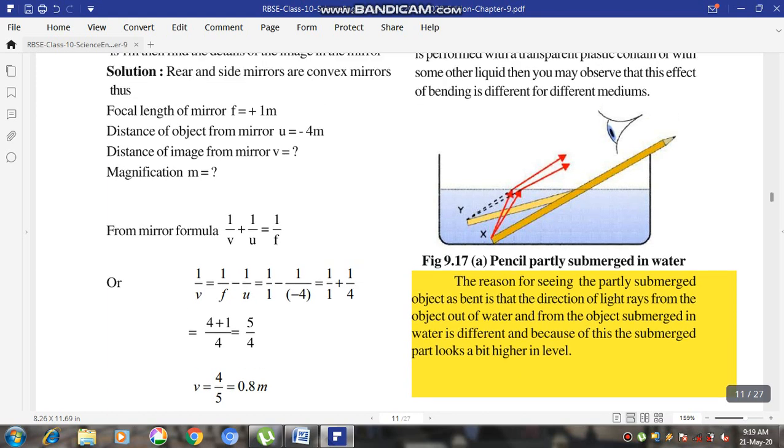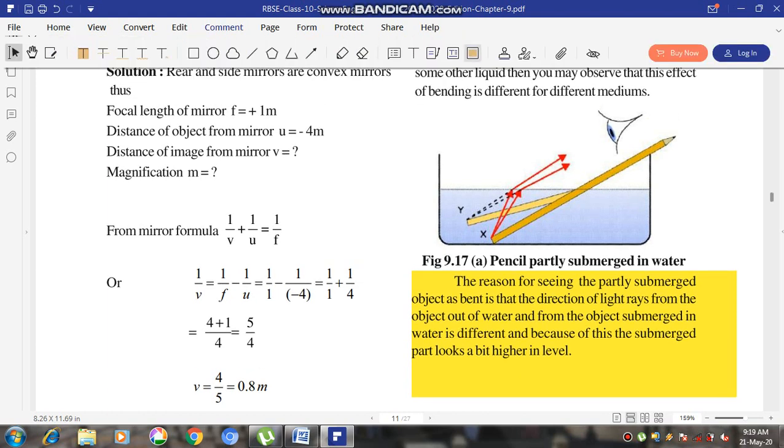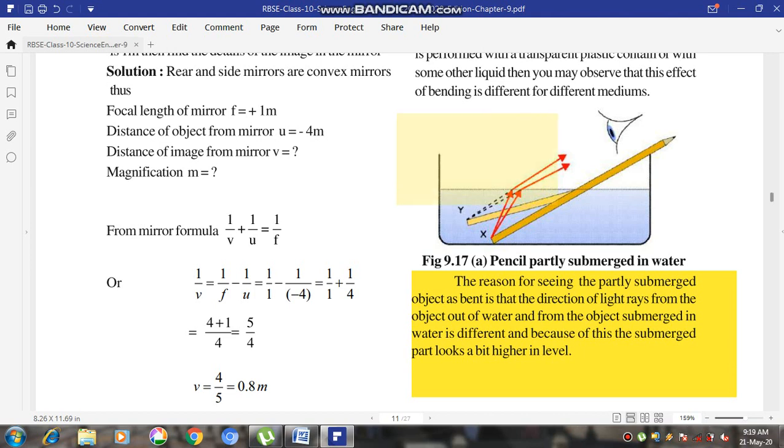See this diagram. When light is coming after reflecting from a particular pencil in the water, it looks bent. Why? That is the real line of the pencil, and that is a bent image. Why does it happen? Due to refraction of light, when light goes from one medium to another medium.